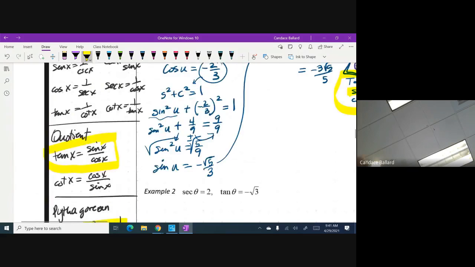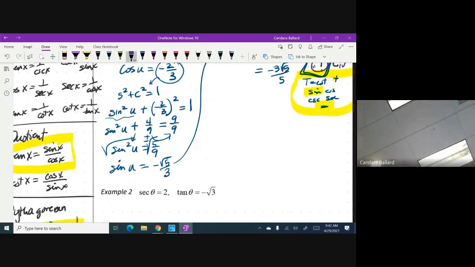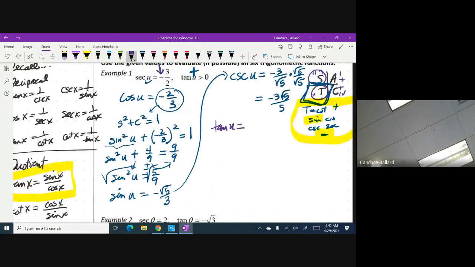So I know to get the tangent of u, I'm going to take my sine value, which we got to be this guy right here, right? So negative square root of 5 over 3. And I'm going to divide that by the cosine value, which we got right here, negative 2 over 3. That's not so bad, right?